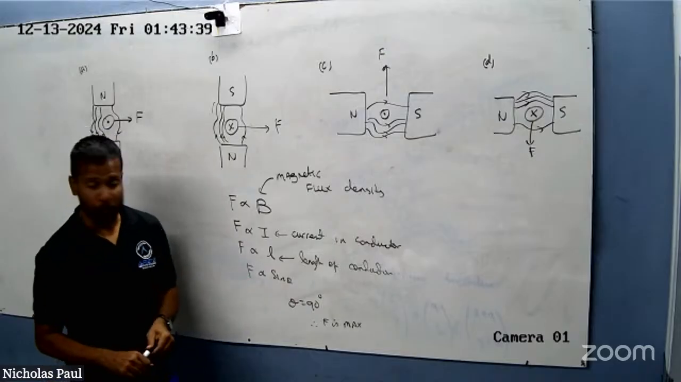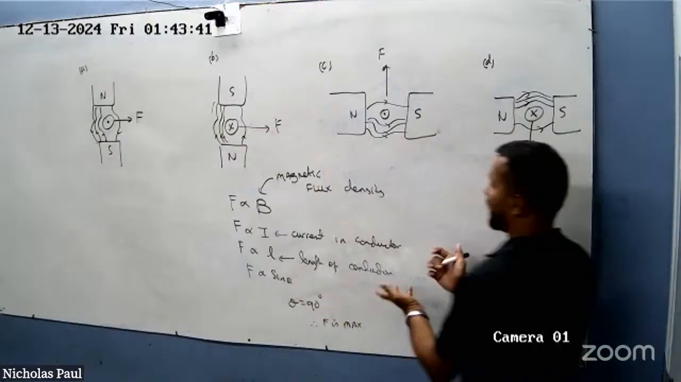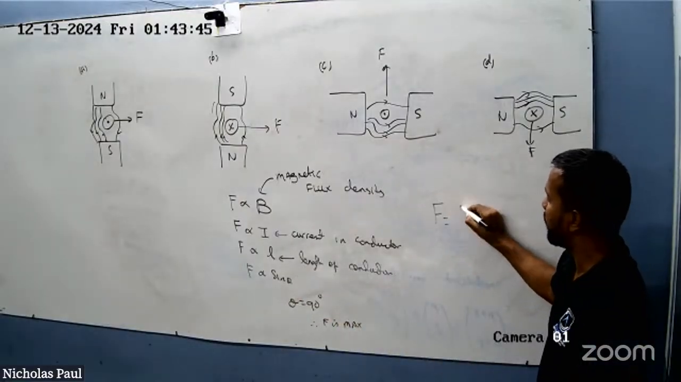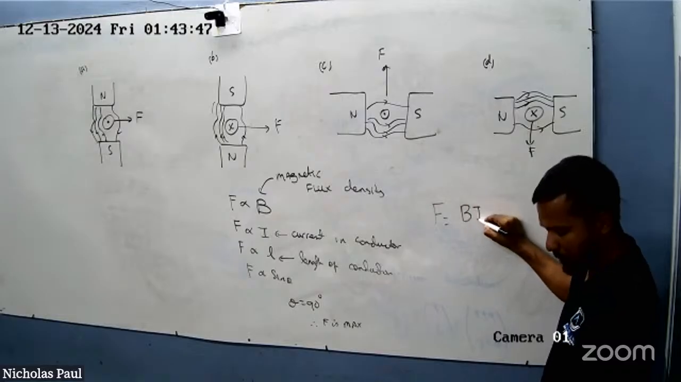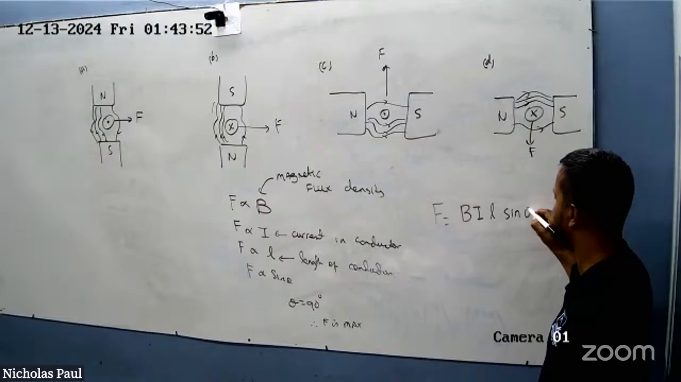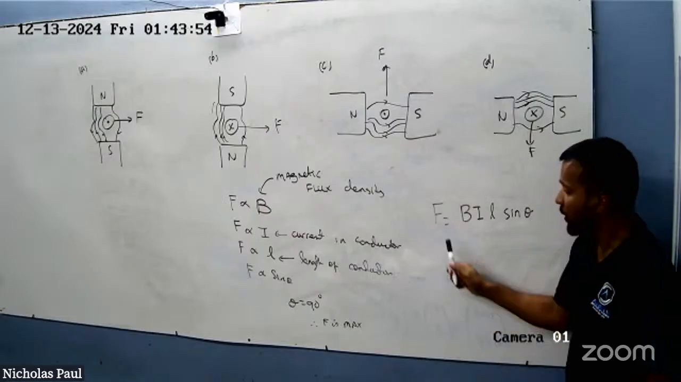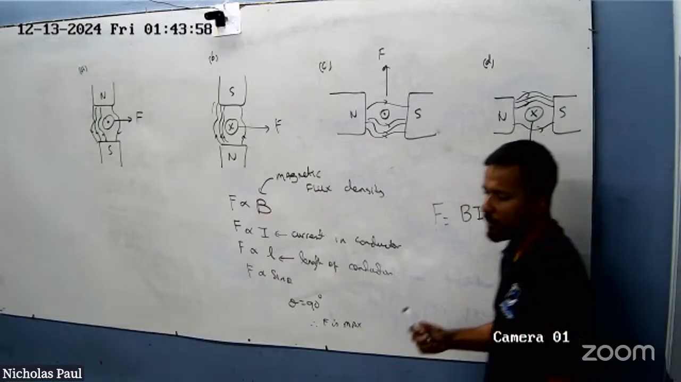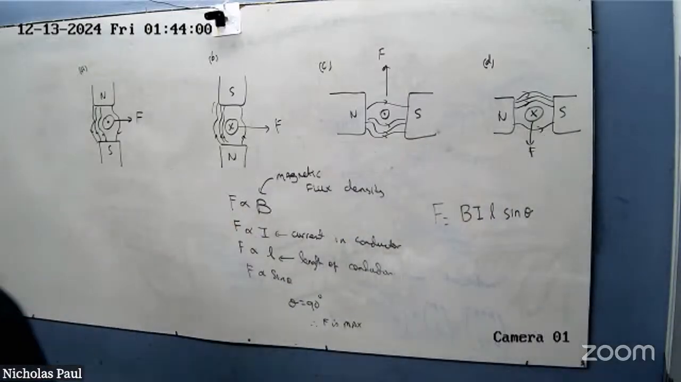Right? So what all this brings together for us is this. F is equal to B I L sine theta. That's the force exerted on a current carrying conductor in a magnetic field. Okay? And L is the length of the conductor.